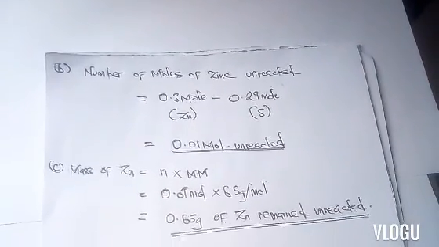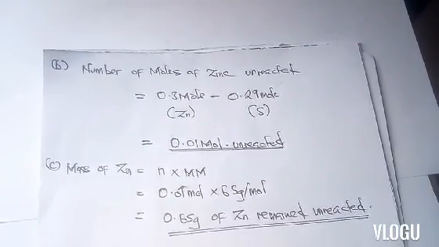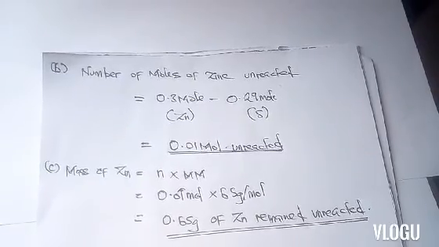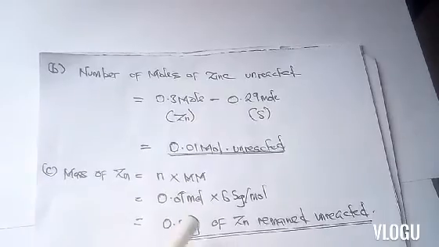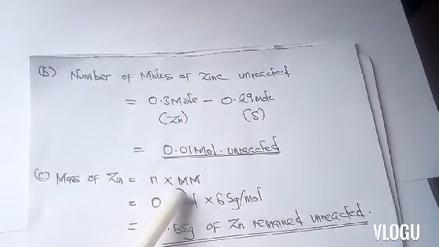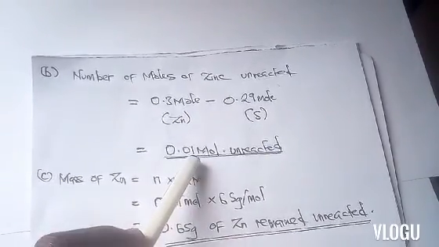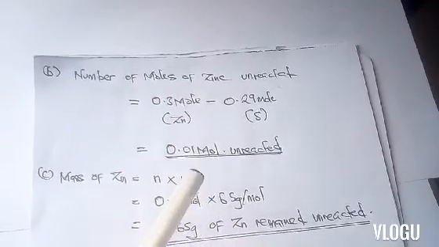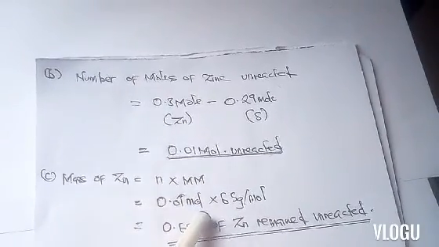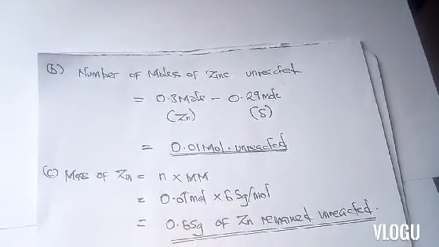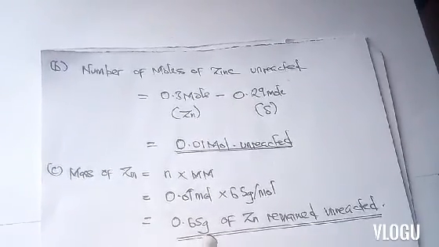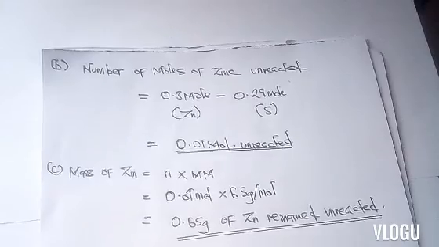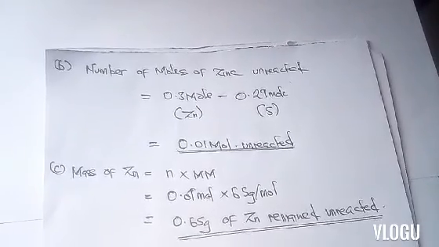Then as for C, we are now asked to find the mass of zinc that remained unreacted. So the formula is number of moles times molar mass. Then we have 0.01 moles of zinc that was unreacted times the molar mass, which is 65 grams per mole. Then when you multiply the two, you are going to have 0.65 grams of zinc that remained unreacted.